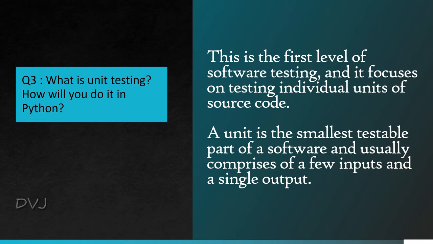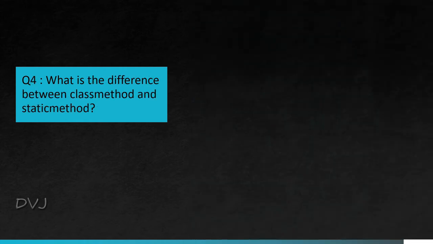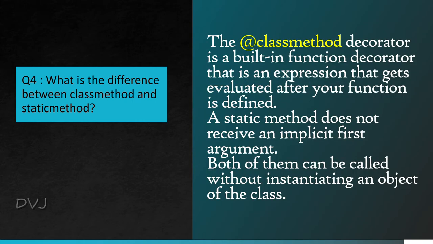Question number 4. What is the difference between class method and static method? The @classmethod decorator is a built-in function decorator that is an expression that gets evaluated after your function is defined. A static method does not receive an implicit first argument. Both of them can be called without instantiating an object of the class.